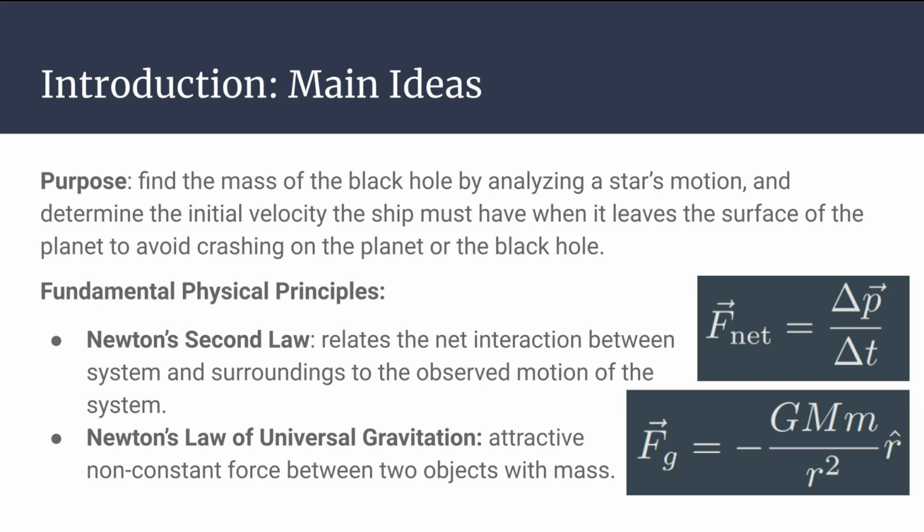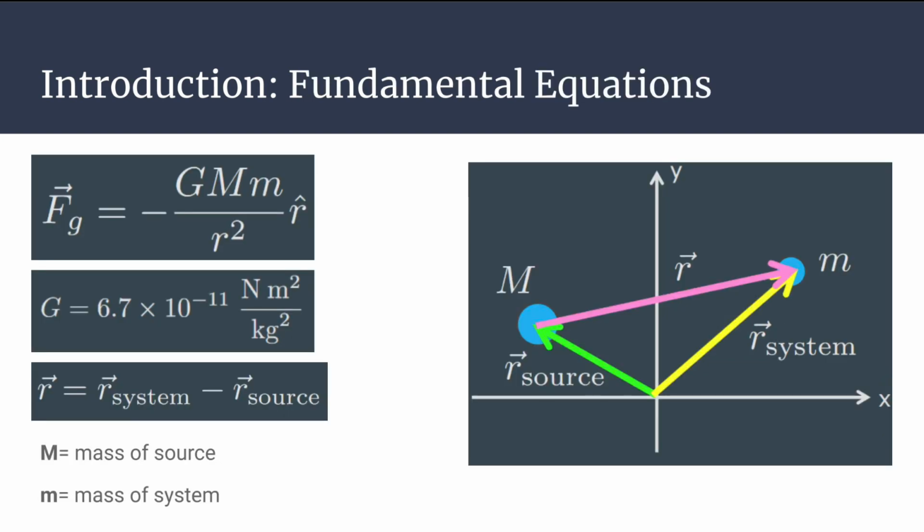Newton's law of universal gravitation is the attractive, non-constant force between two objects with mass. The gravitational force is equal to G times the mass of the system times the mass of the source, divided by the distance squared, times the negative displacement unit vector. Capital G is just the gravitational constant shown on the slide, and the distance is the magnitude of the displacement vector, the position of the system minus the position of the source.